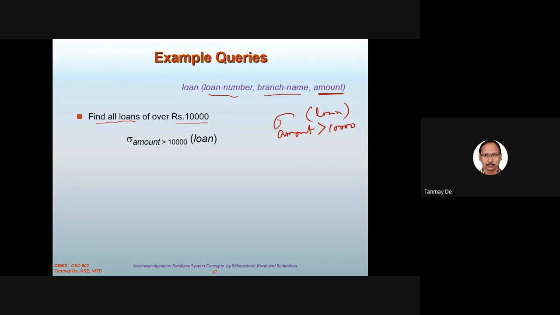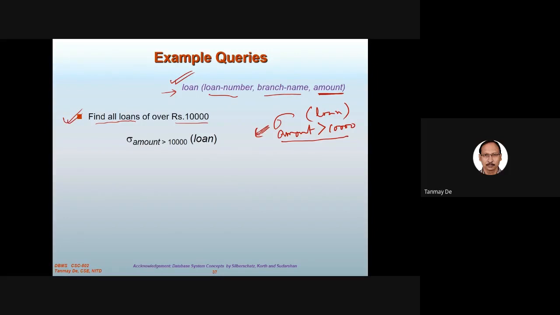Is it clear now? So what is the outcome? The outcome consists of tuples, that is, rows. The outcome is a relation, where each row consists of a loan number, branch name, and amount. But which rows or tuples are considered as the result? Those where the amount is greater than 10,000 rupees. Not all the tuples of the loan relation are displayed, only the tuples where the loan amount is greater than 10,000 rupees, because this is our query.